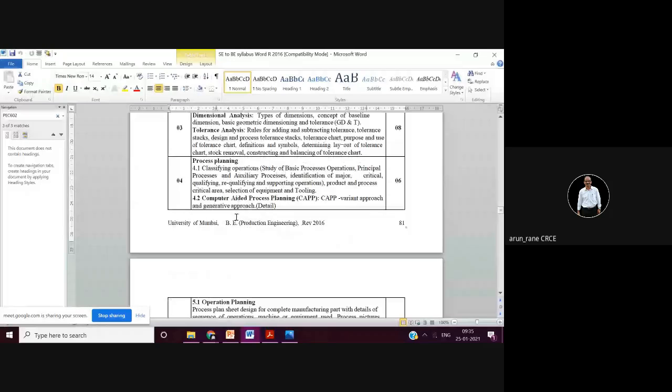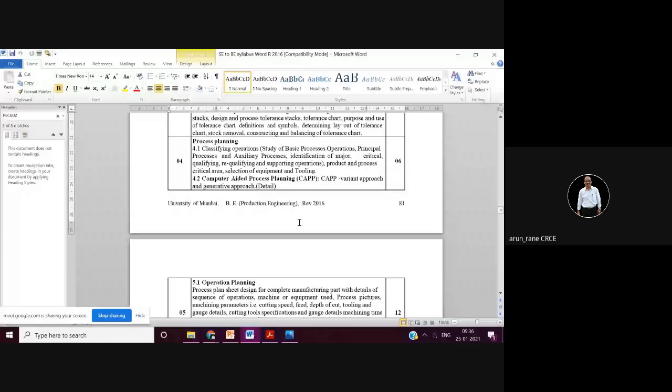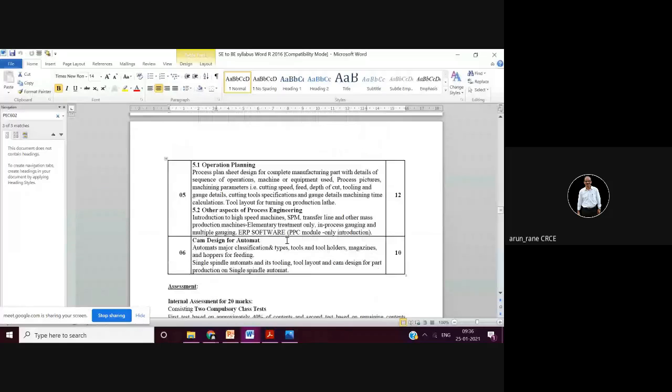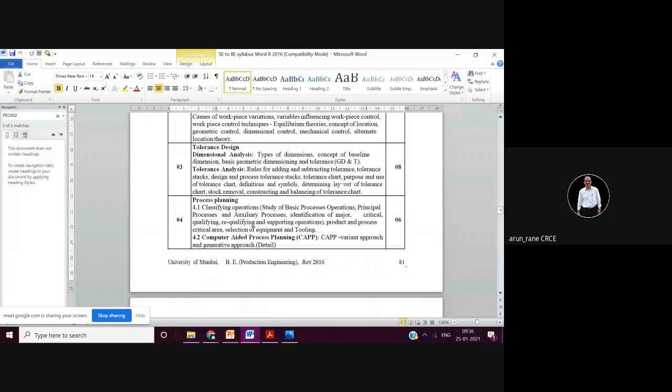So if we talk about total marks with the options, it comes to say 80 plus 20 plus 20. So that is say 120 marks, and the exam will happen offline. Out of 120, around 40 marks will be for the numericals, and the rest will be theory. Operation planning, one question, then process planning, one question. So that consumes your 40 marks.